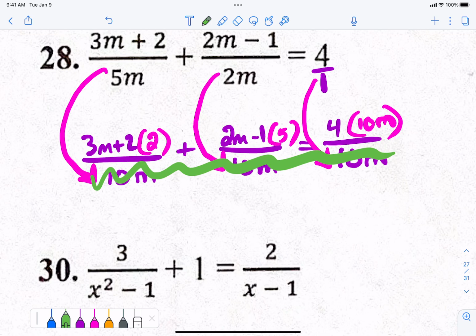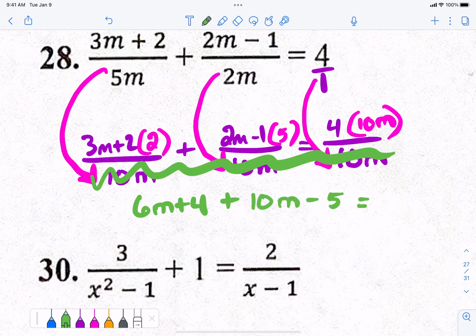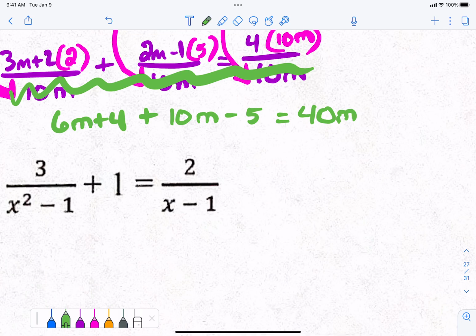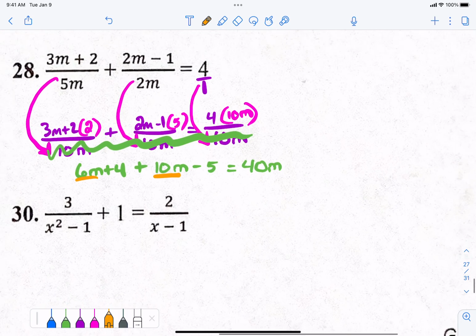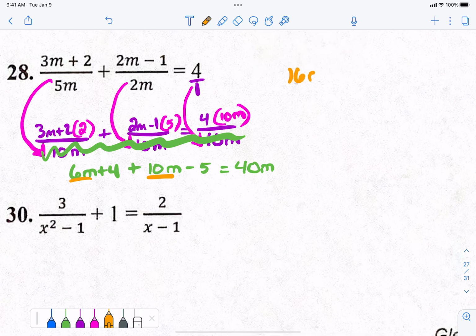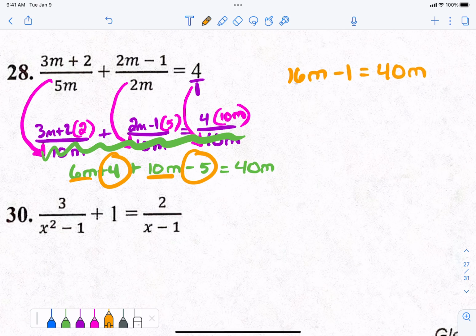All right, so I just heard Toby say 6m plus 4. True? Plus 10m minus 5 equals 40m. This answer comes out really disgusting, by the way. Okay, what would you like to do? 6m and 10m makes 16m because they're on the same side, so you add them together. What about 4 minus 5? Minus 1. Okay, we got that.